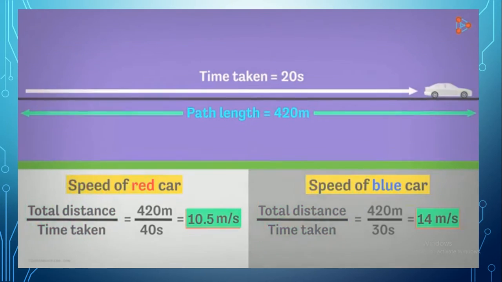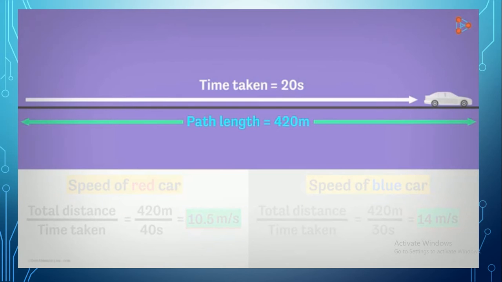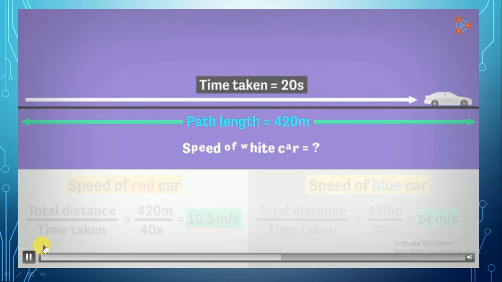Let's bring in a third car which covers the same distance in 20 seconds. So what is its speed then? This car takes just 20 seconds to move all this distance. So which one is faster, has higher speed? Red, blue, or white car? White car. Excellent. Why? Because it took less time, just 20 seconds.